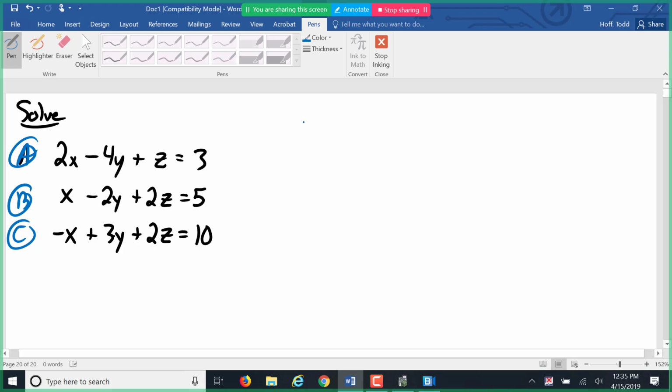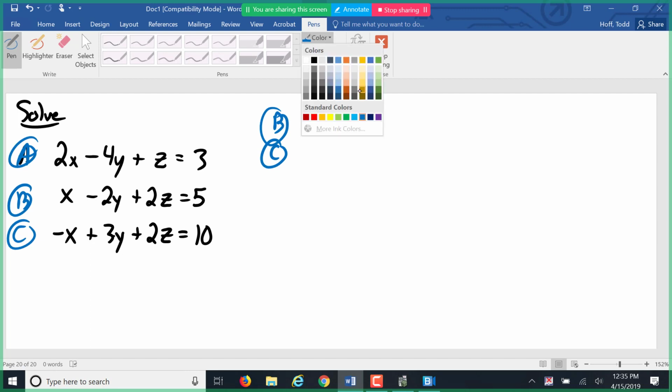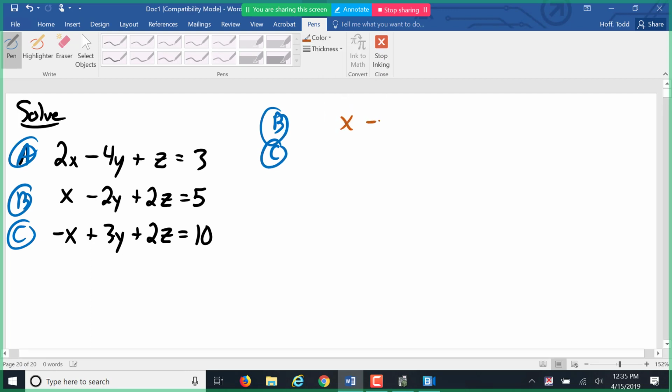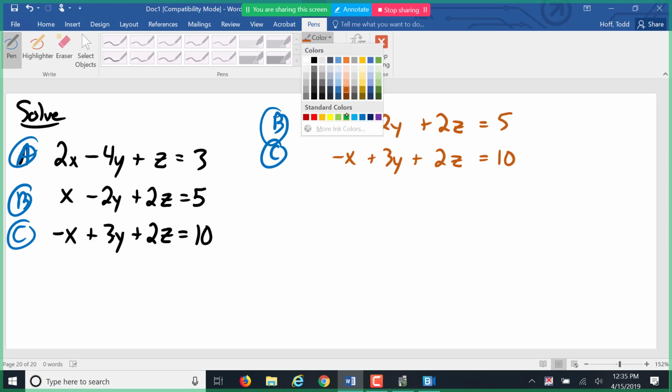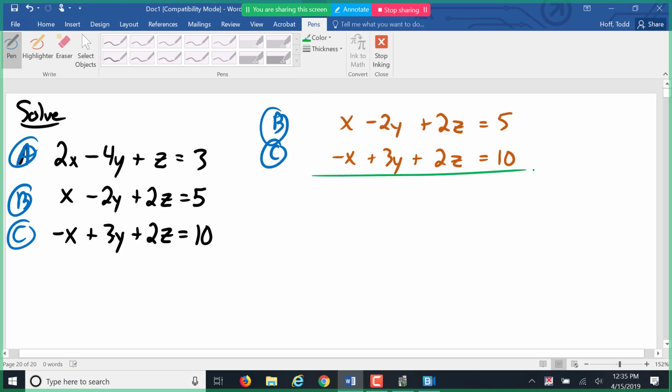So I'm going to start out by adding equations B and C. So equation B, x minus 2y plus 2z equals 5. And C, negative x plus 3y plus 2z equals 10. Now you can see here the reason why I chose these two equations to add is when I add them, the x variable is going to disappear. X plus negative x cancels out.